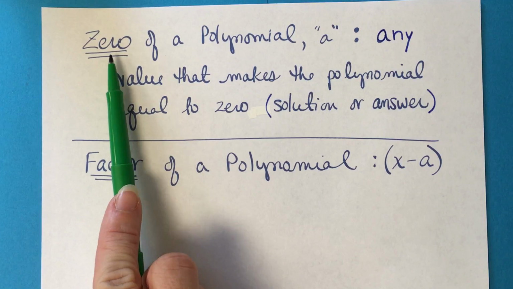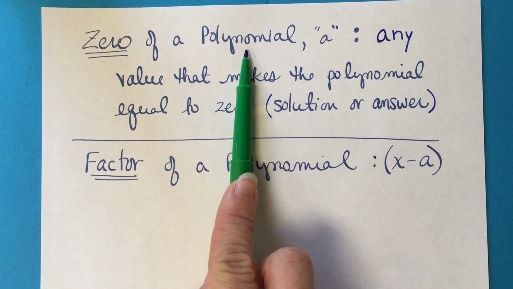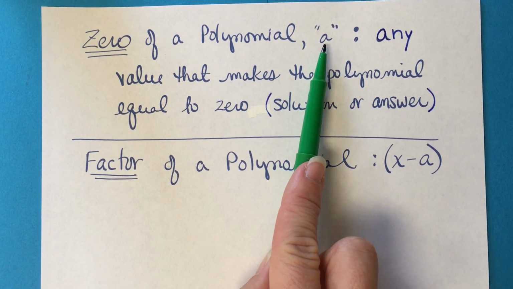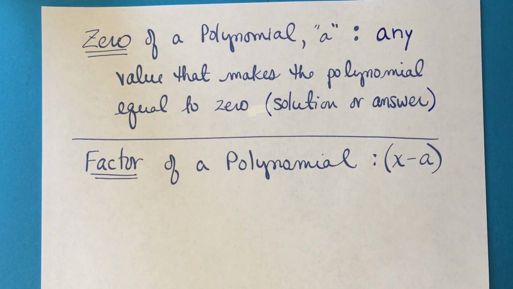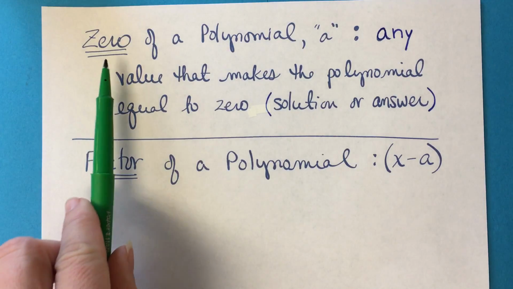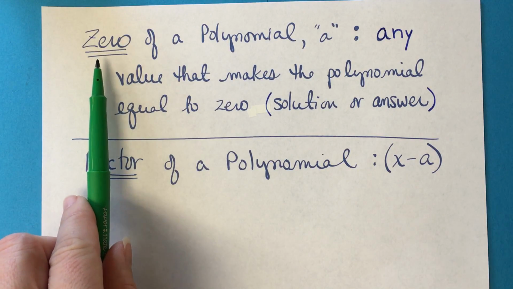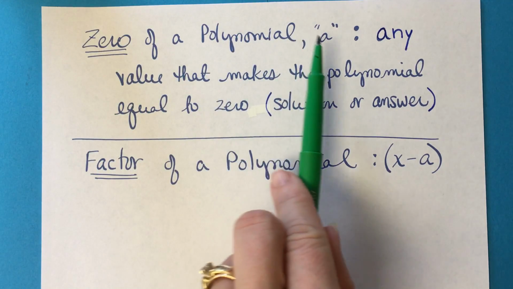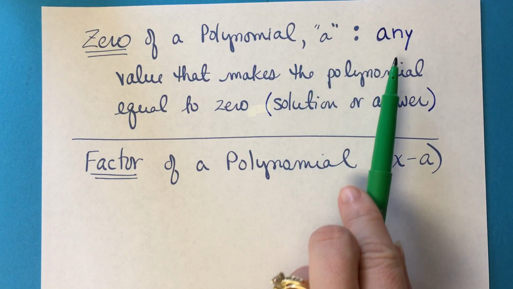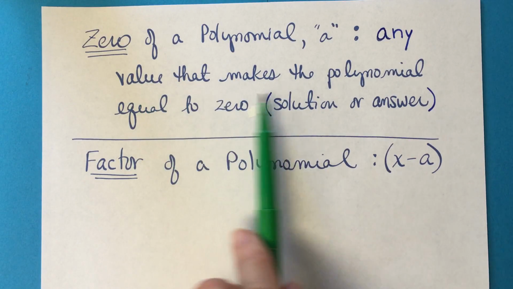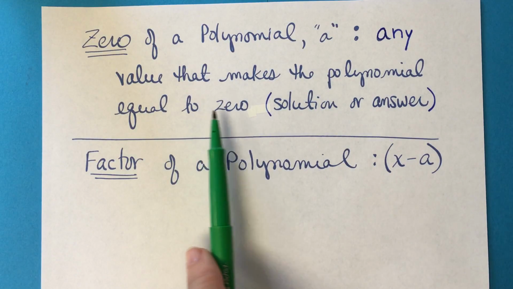So if you're asked to find the zero of a polynomial, and I've put the letter A here in quotations because, just in notation in the textbook and some other notation that you'll see me use in a little bit, they're going to use the letter A just to represent a number, and that's what's going to be referred to as this zero, okay? So the zero of a polynomial is just referred to as the letter A. This is going to be any value that makes the polynomial equal to 0.